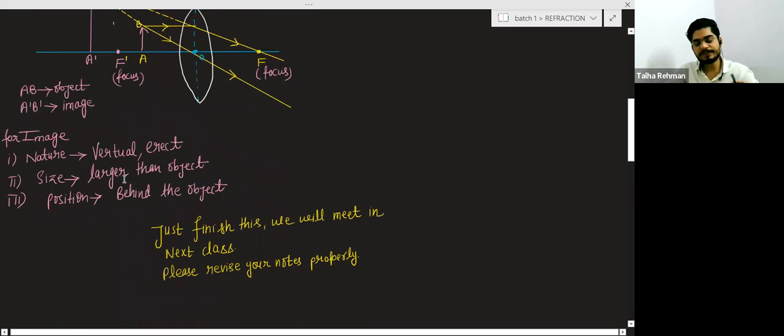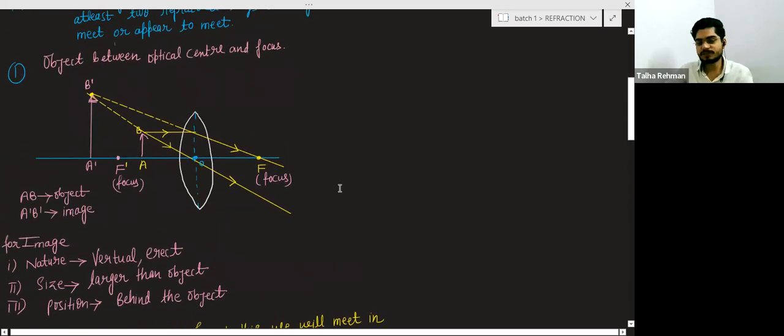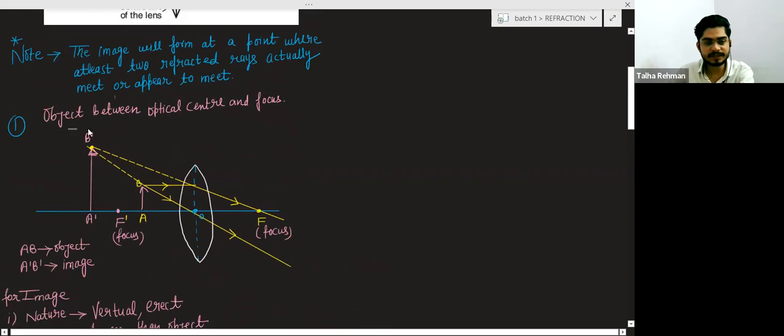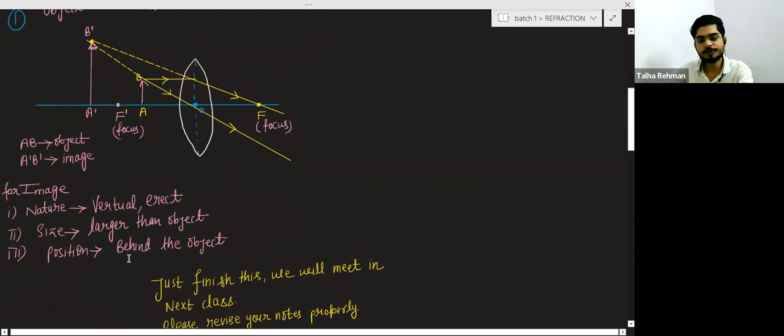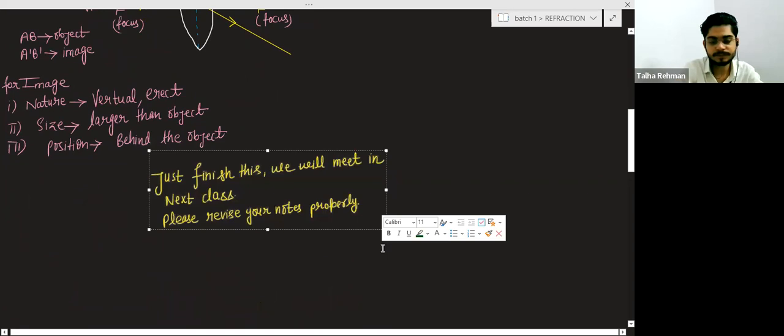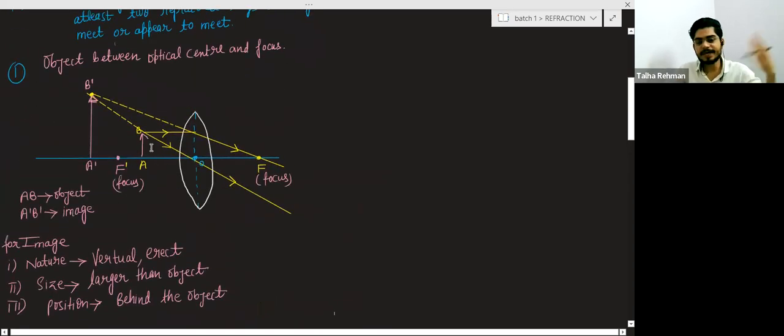So for the nature of the image, meaning whether the image is virtual or erect: this image is virtual because the rays are not actually meeting, and erect because you can see the direction of the object and the direction of the image are the same. For a virtual image there is always an erect image. Talking about the size of the image, the size of the image is larger than the object. Talking about the position of the image, it is behind the object. This is the object and this is the image. So this is your revision.